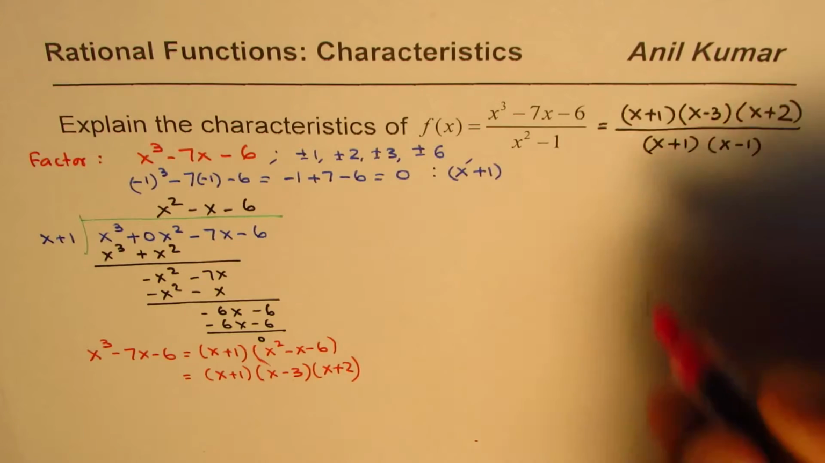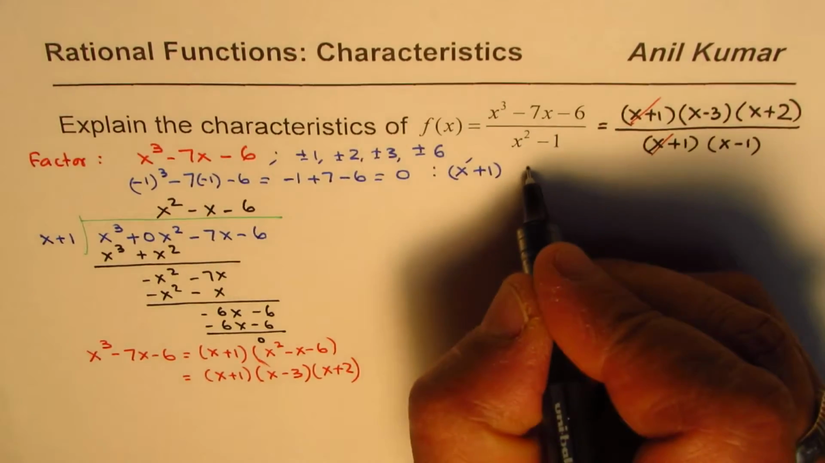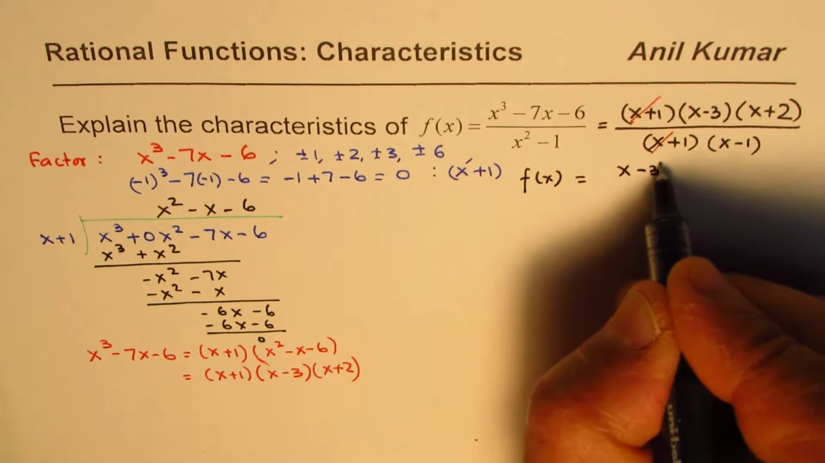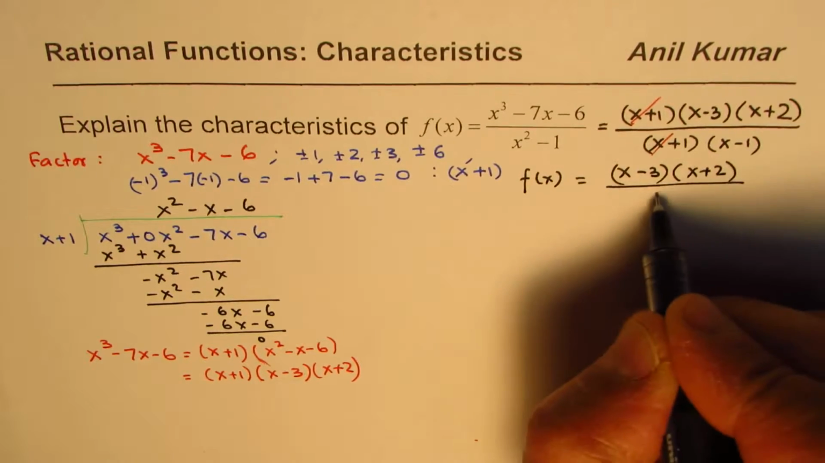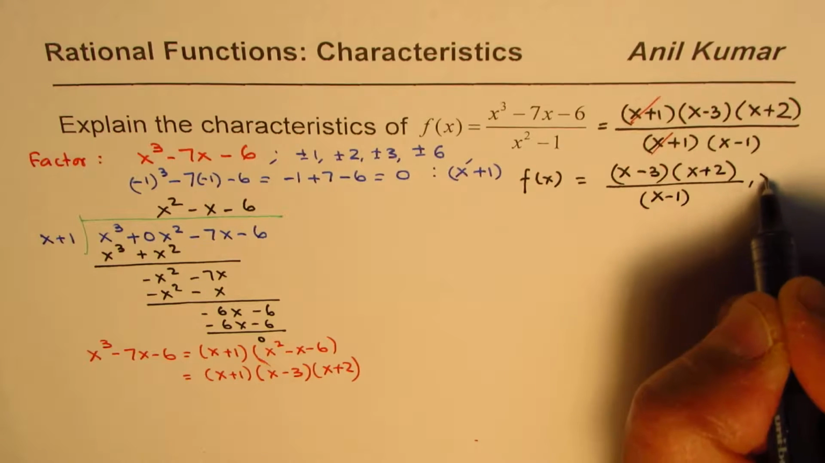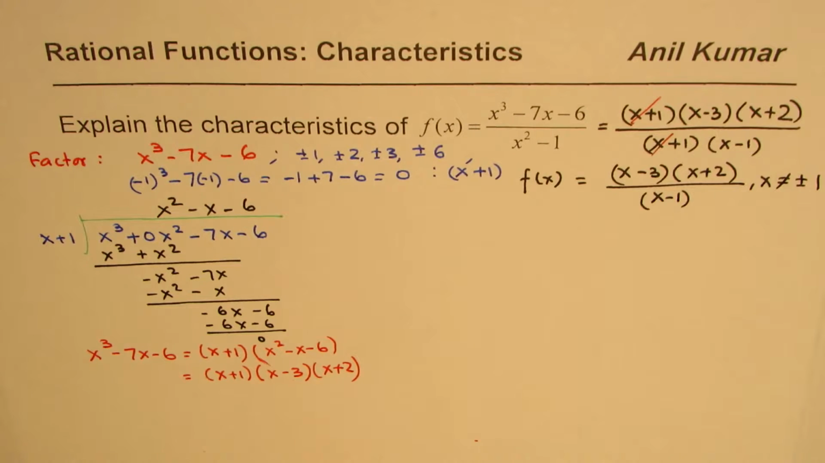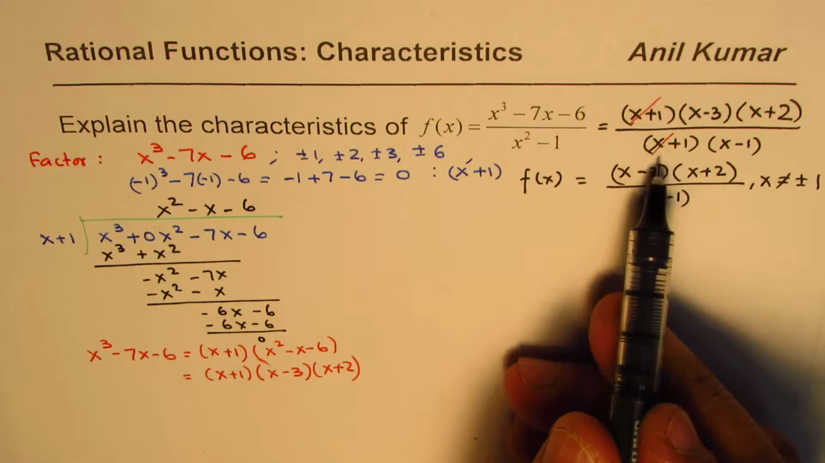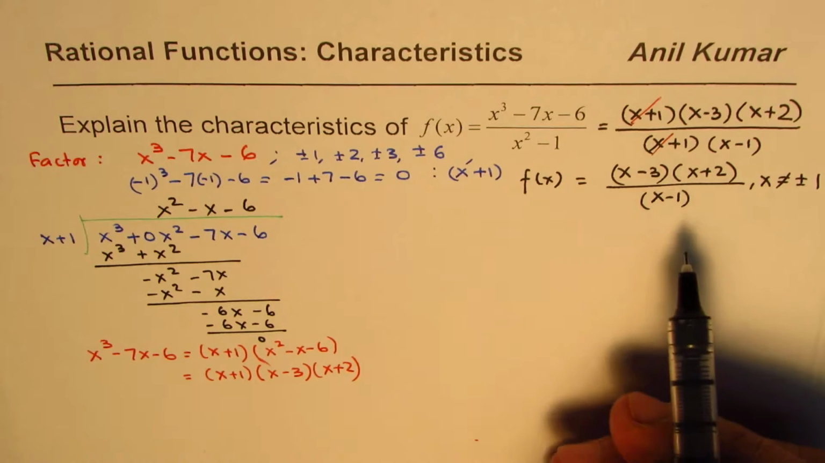Now from here we can cancel these, so that results in a hole, right? So we could write f of x as equal to x minus 3 times x plus 2 divided by x minus 1, where x is not equal to plus minus 1, correct? So that becomes our simplified form of the given rational expression. So from here we got one characteristic, that there is a hole at x equals minus 1, correct? That's what we have got.